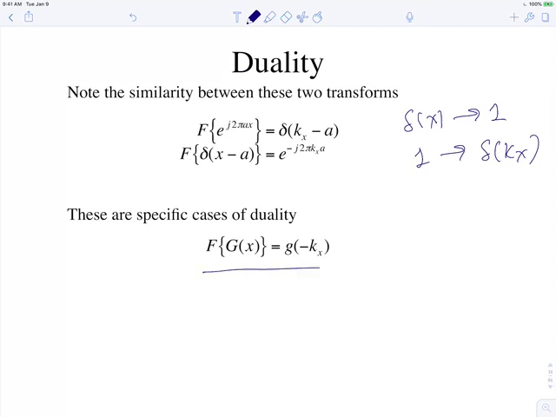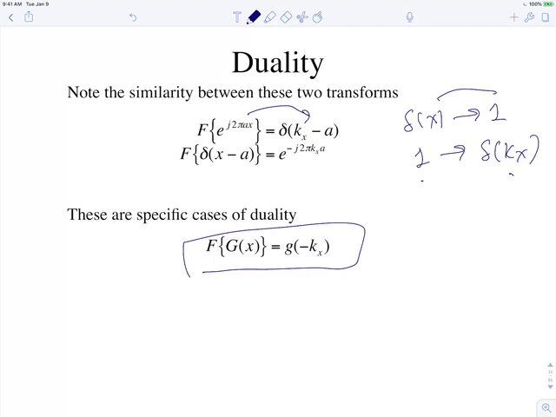So this is defined mathematically as this. If you know the Fourier transform one way, you can sort of guess. So this goes to 1. So if I know that that's true, then I can sort of know that 1 goes to that. And so that's an example here where I know the Fourier transform of the delta function at a.